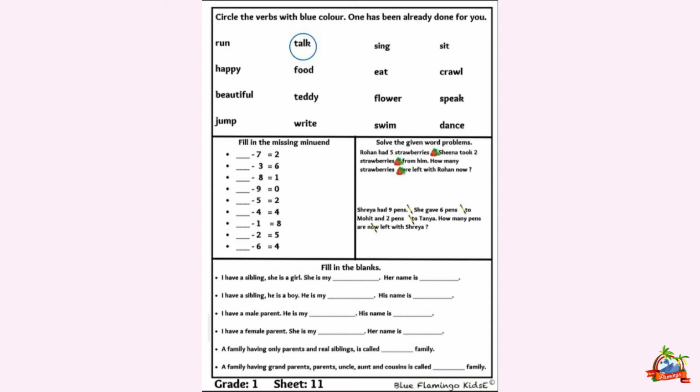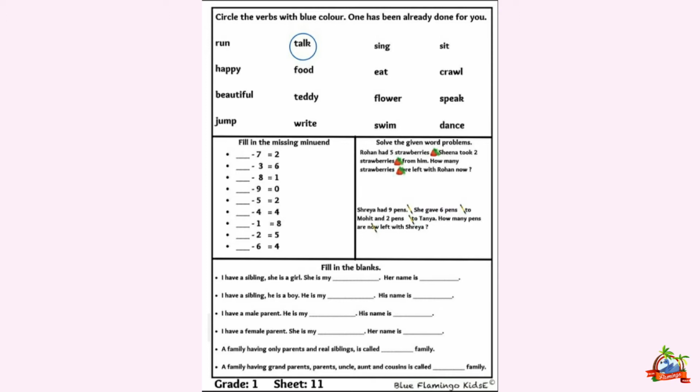What are verbs? Verbs are doing words or action words. Okay, action words or doing words are called verbs. VERBS, verbs. Everyone repeat with me. Doing words or action words are called verb. Very good. Now see the next section, which is of maths.